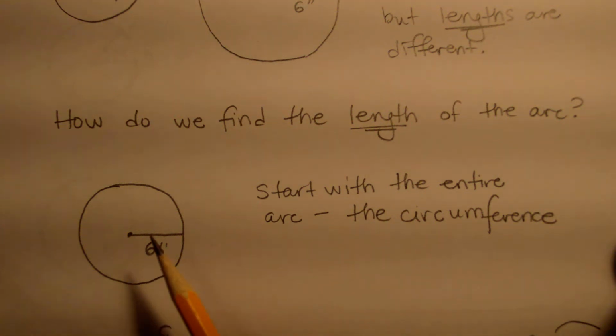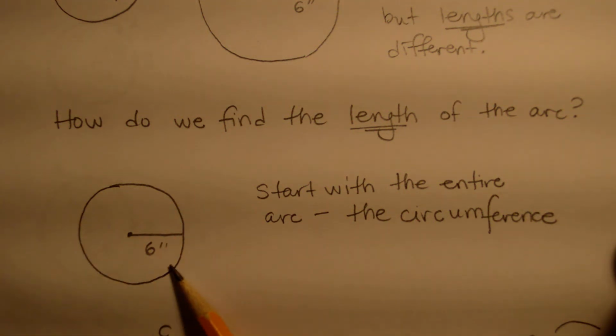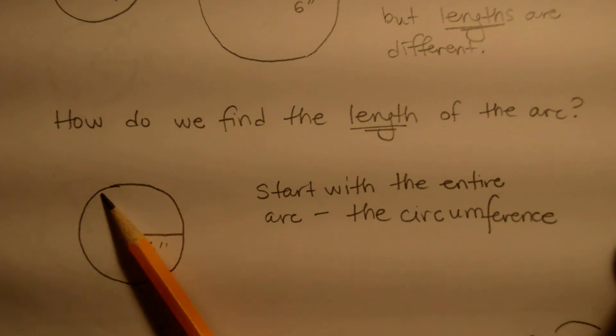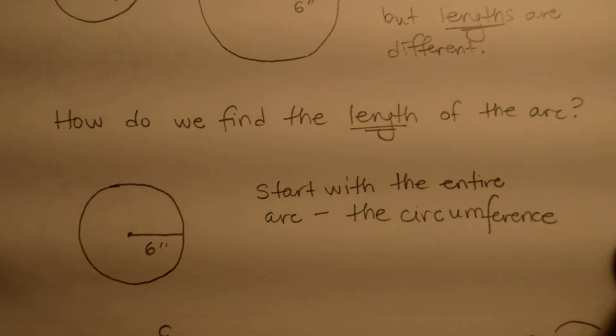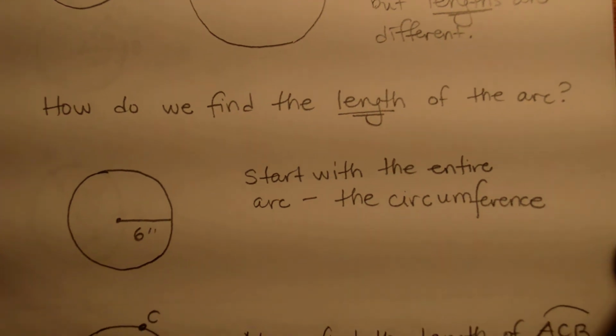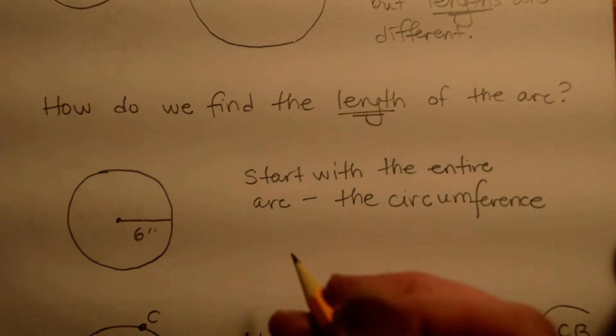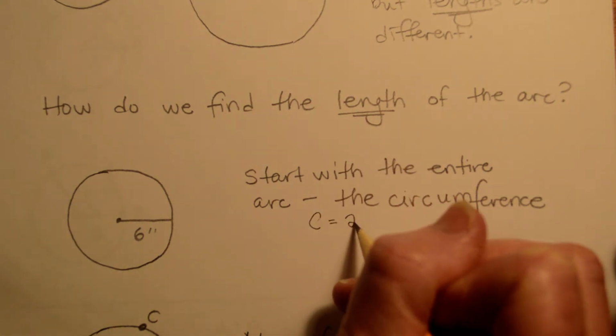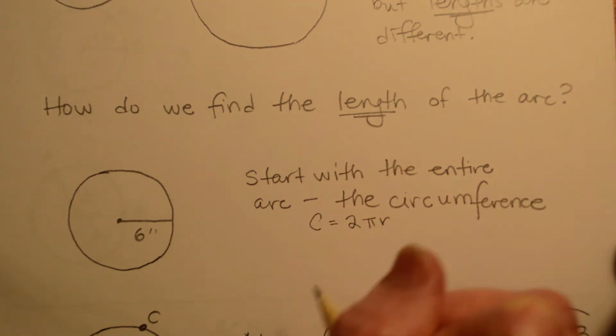So let's just say we were talking about the length of this whole arc right here. In other words, the circumference. How would we find that? So you should remember that formula. So I'm going to give you a second to think of it. All right, so it's the circumference, and it's 2 times pi times the radius.